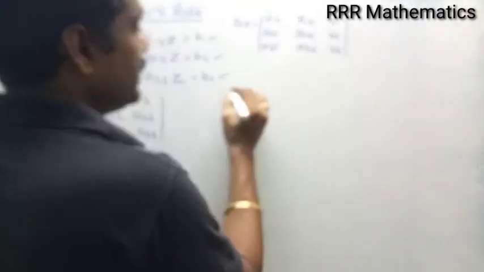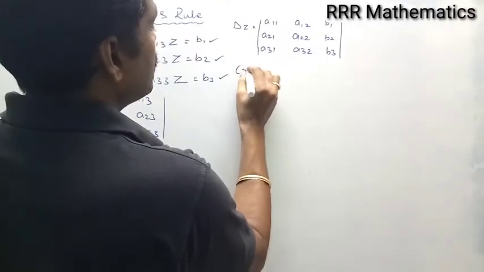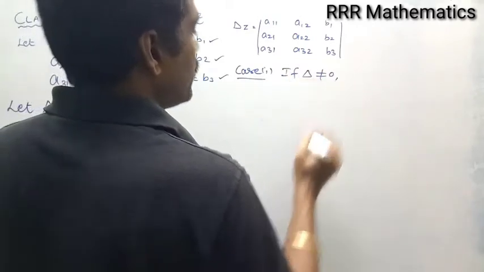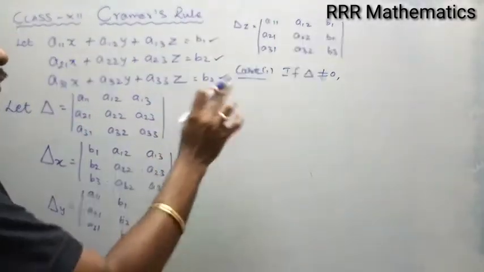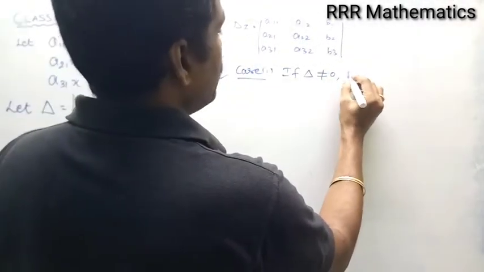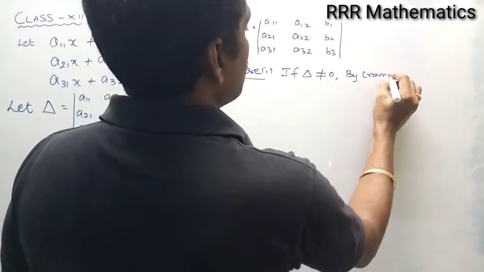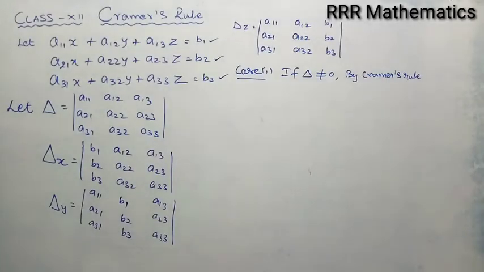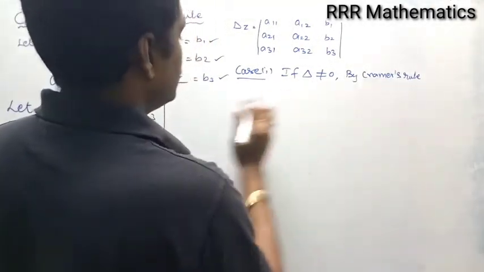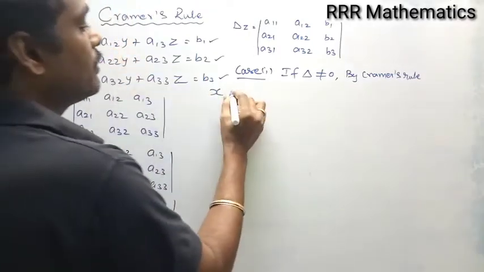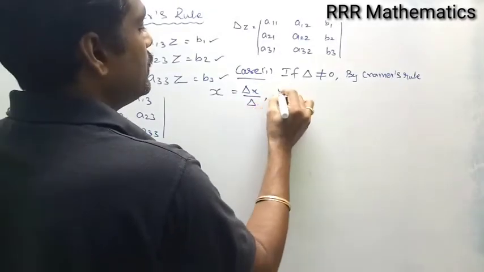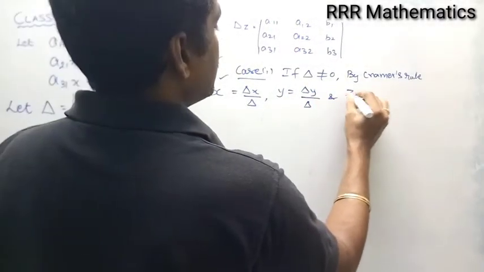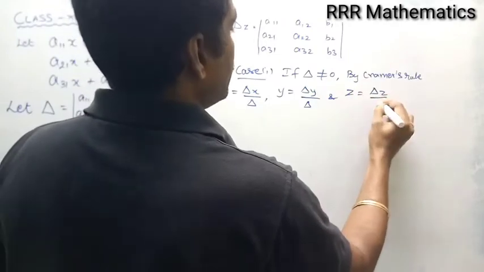Here we have so many cases. We will discuss them one by one. Case 1: if delta is not equal to 0, then by Cramer's rule, the value of x can be calculated as delta x by delta, y as delta y by delta, and z as delta z by delta.